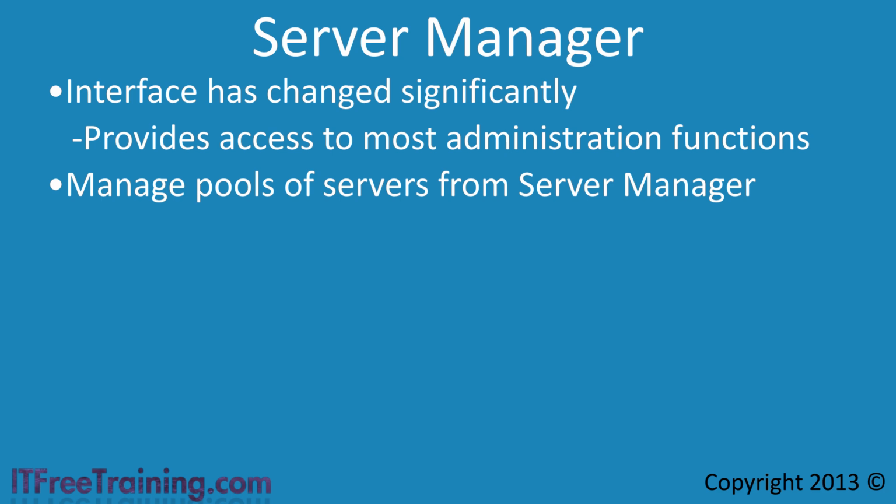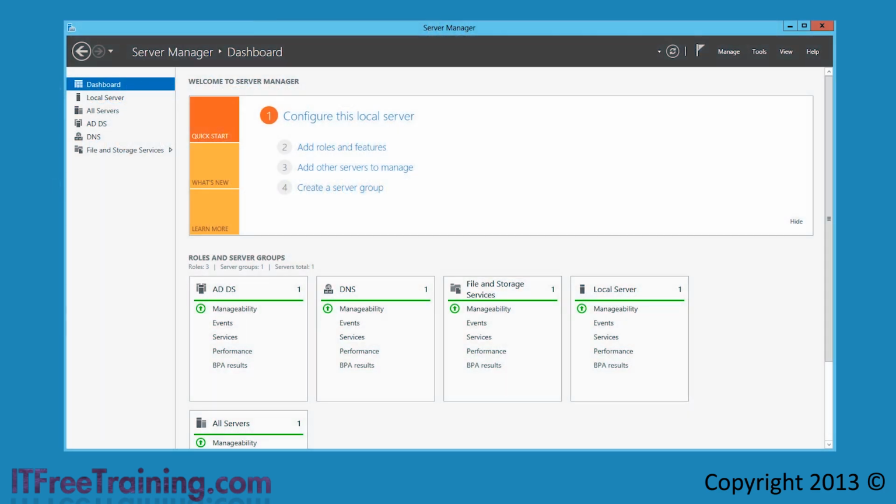For example, if you wanted to install the same role on multiple servers, it would be quite easy to do from Server Manager. If I were to open Server Manager, you would notice that the interface looks very different from Server Manager in Windows Server 2008. At the bottom of the screen, notice that for each role that is installed on this server, there is a tile. This gives the administrator some shortcuts to access the role and configure it, and also provides additional information on how the performance of the server is going.